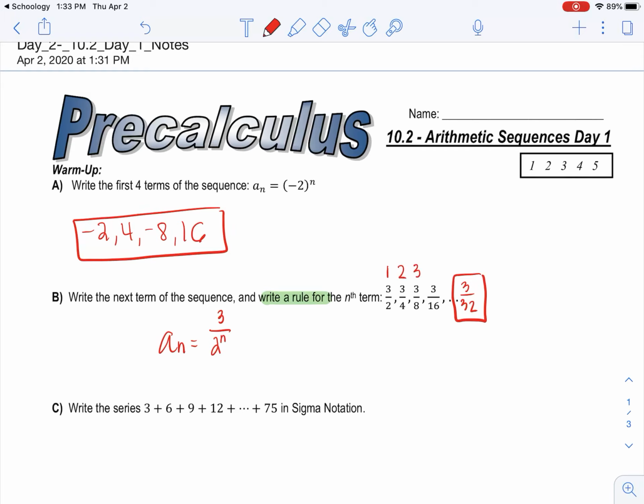So when we plug in 1, do we get 3 over 2? Yeah, so that works as our rule. If we didn't, we could adjust it by changing this to maybe an n minus 1 or n plus 1, just so that it worked.